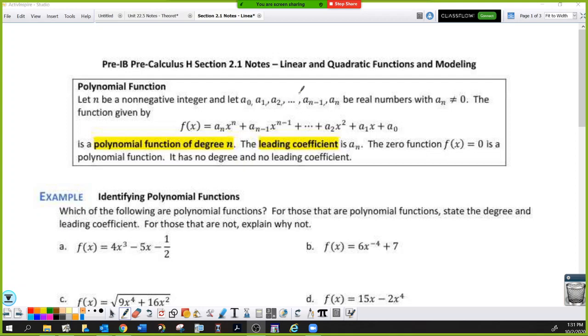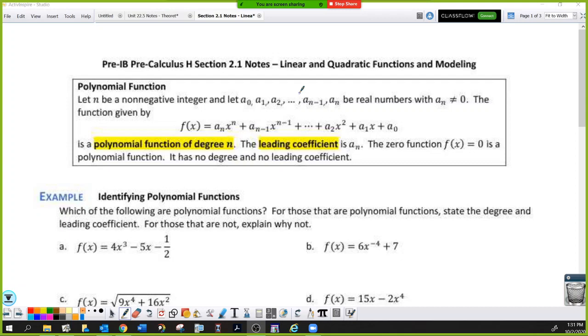Let's do this. Chapter 2. Let's get it underway. Chapter 2 begins with linear and quadratic functions and modeling. That's right, more modeling, word problem type stuff, more modeling. We start by talking about polynomials.